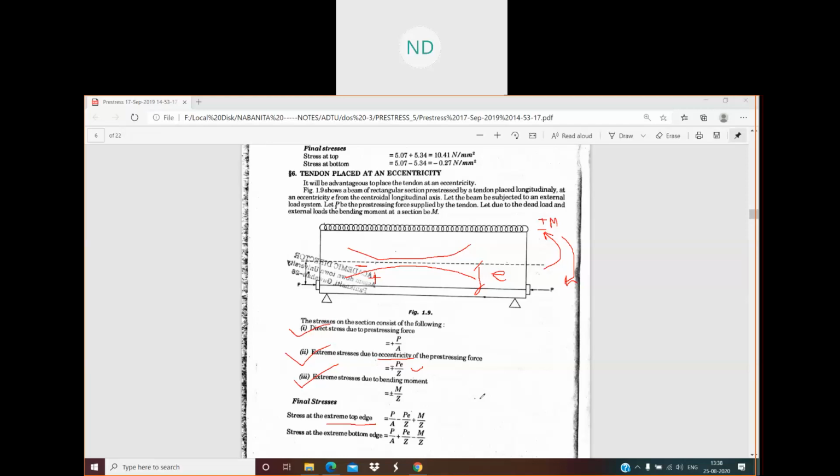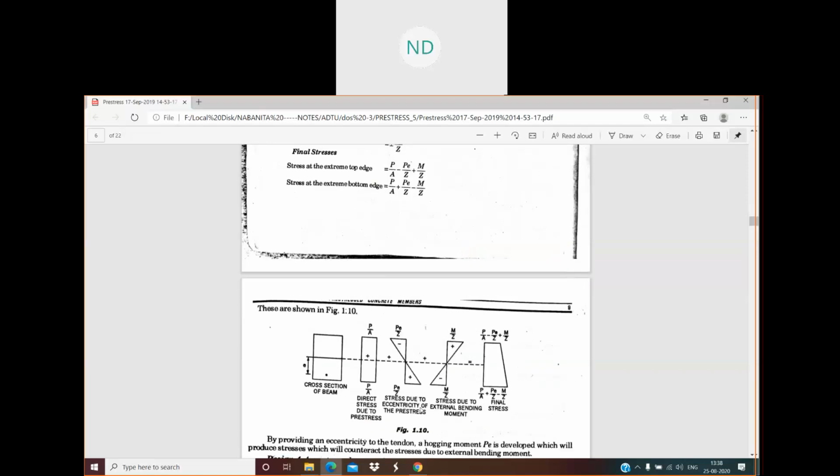Now you can see the stress diagram here. This was your direct stress P by A, which is uniform throughout the section. Then we know the stress due to the bending moment, plus minus M by Z. Just now we had also calculated these things. Another one is when you have an eccentricity, the stress due to that eccentricity is PE by Z. That is nothing but also M by Z, where M is PE due to the eccentricity. The moment is P into E.